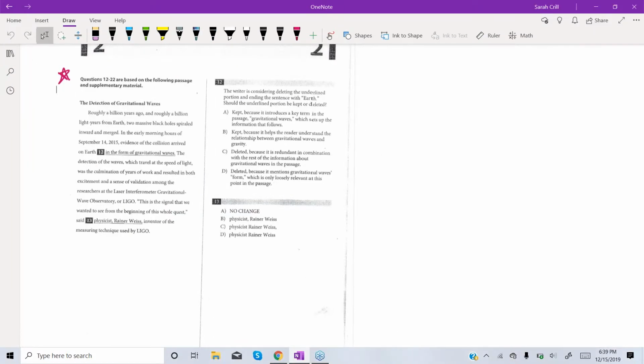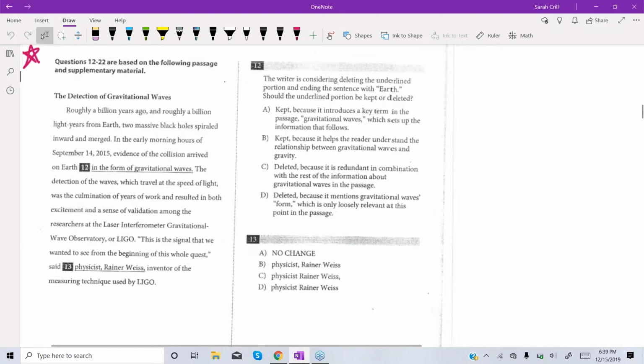Here we go. So the way that you're going to do these is you're going to read and answer the questions as you go. Sometimes you have to read a little bit above and a little bit below the question area to make sure that you're getting all the information you need to answer the question. All right.